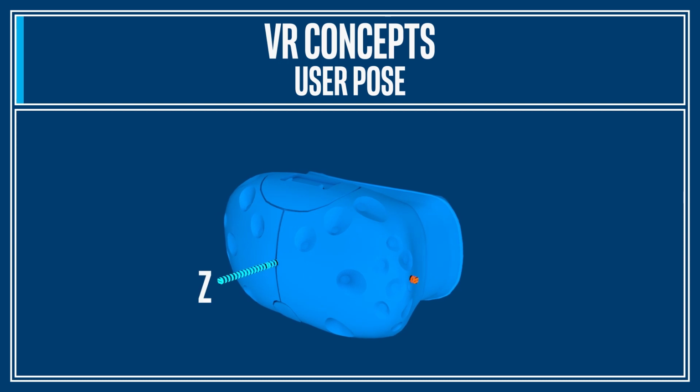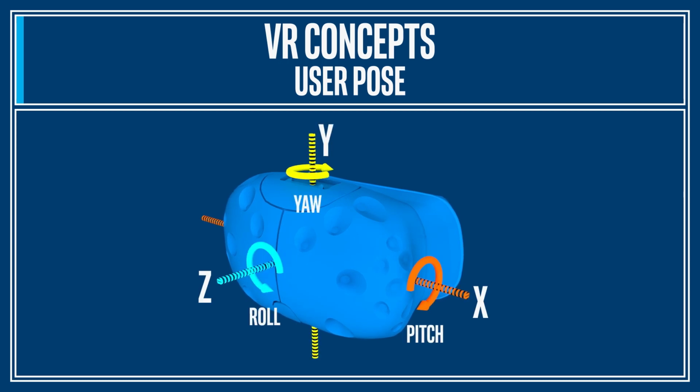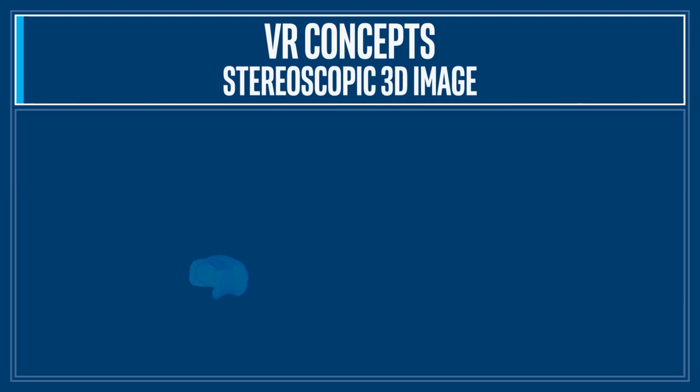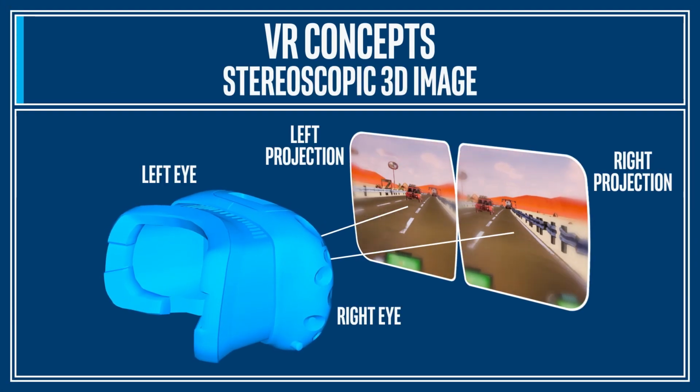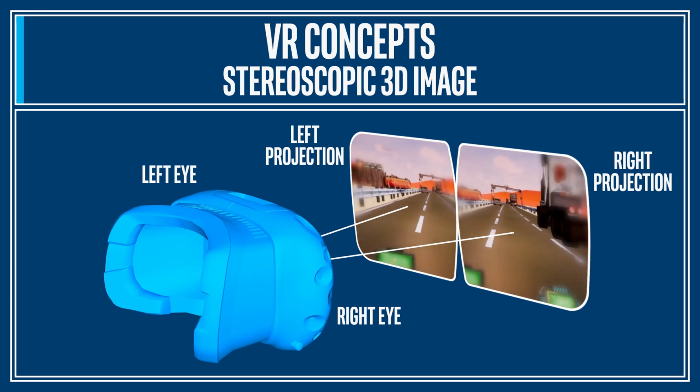These parameters, called user pose, are calculated using the sensors that are located inside the HMD. If your system supports room scale tracking, you will also get the position in the pose data. The final visual effect is applied with the lenses, which create a stereoscopic 3D image by angling the two 2D images to mimic each of your eyes.